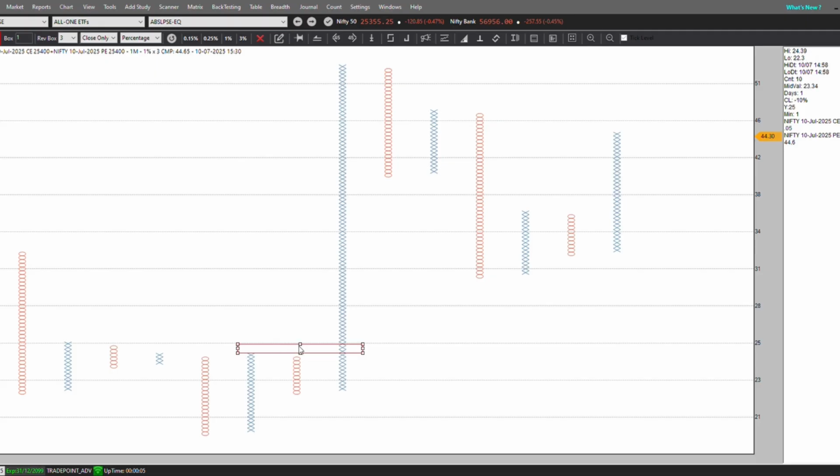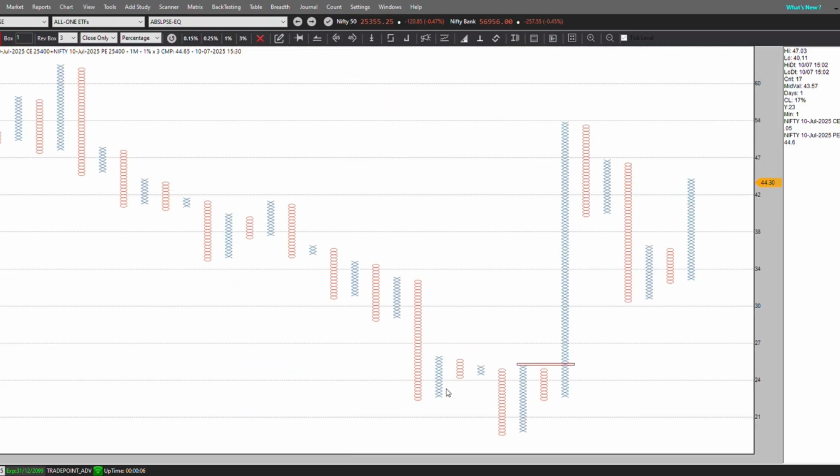This is a double top. If there is an X column and then an O column, and the third column crosses it, this is called double top buy. See this call moving from 20 towards 25. So this is called double top buy.